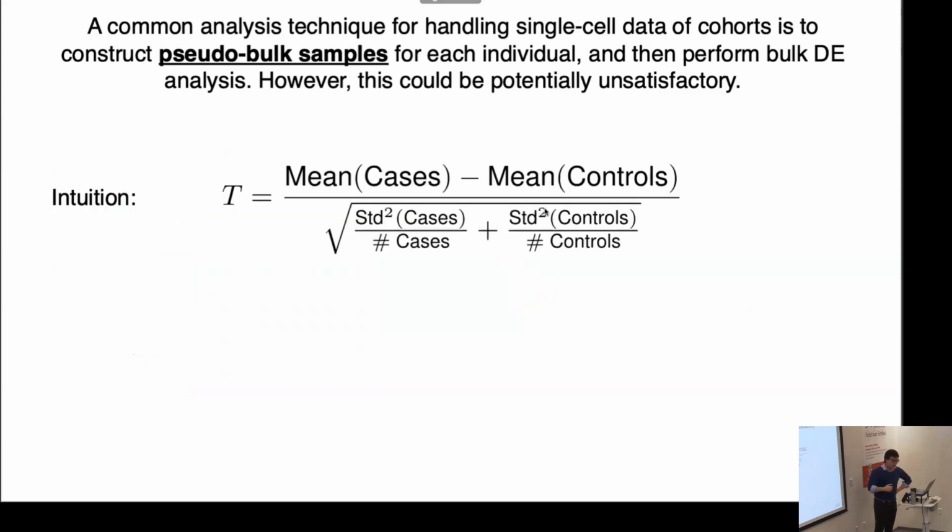And so the intuition behind a pseudobulk analysis is that you can imagine I'm just going to do some kind of t-test. There are obviously way fancier methods, but this is just intuition. I'm going to look for any particular gene, the difference between the average case minus the average control. I'm going to normalize by some standard deviation.